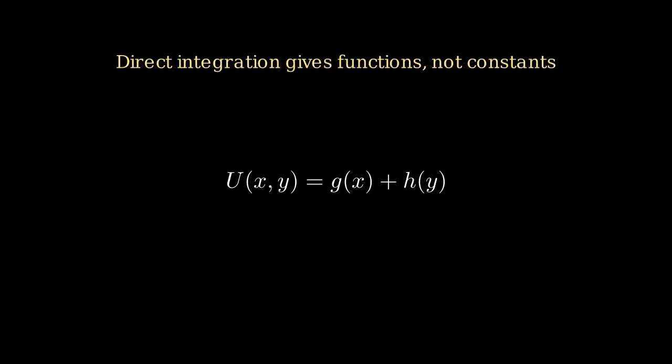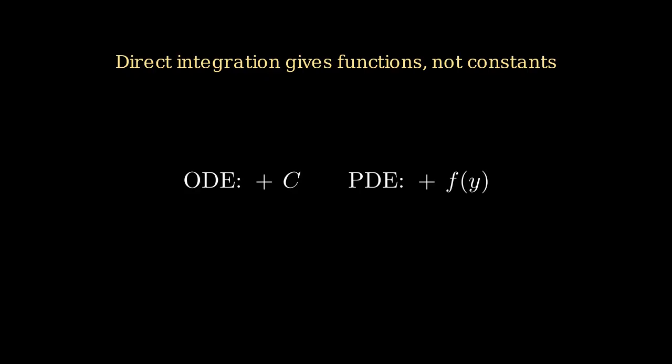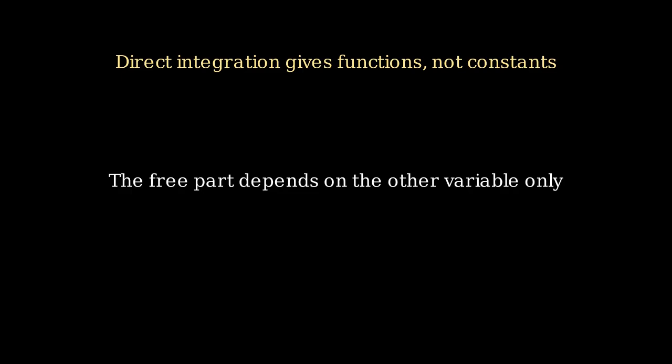Notice something important here. Every time we directly integrate a partial differential equation, we get an arbitrary function, not just an arbitrary constant. This happens because the equation only tells us how u changes with respect to one variable at a time, so the part depending on the other variable is left completely free.